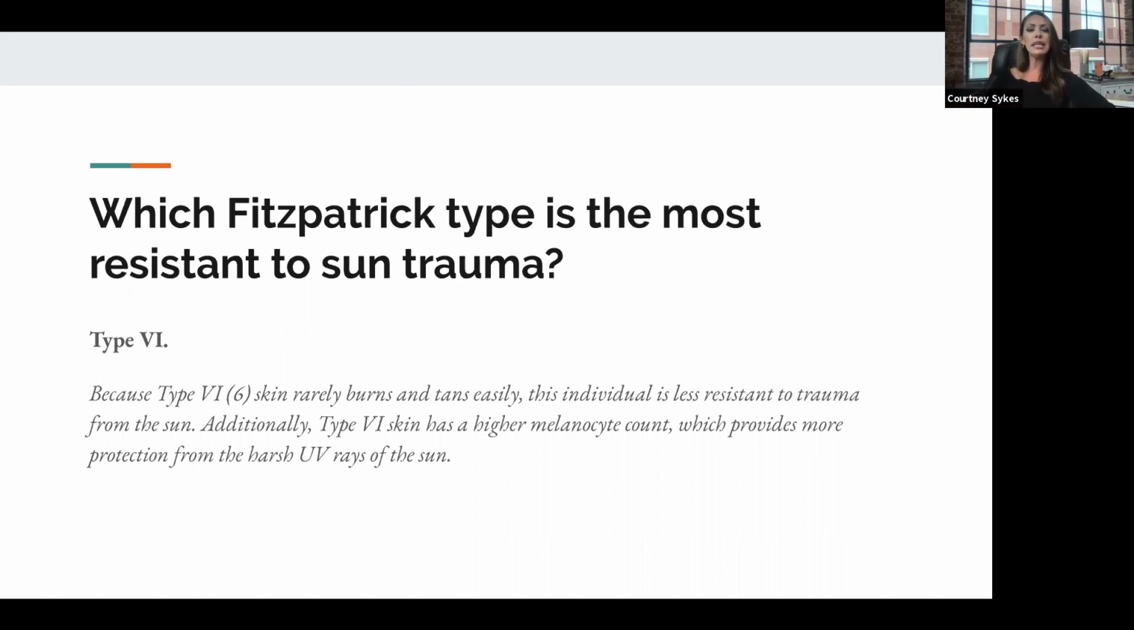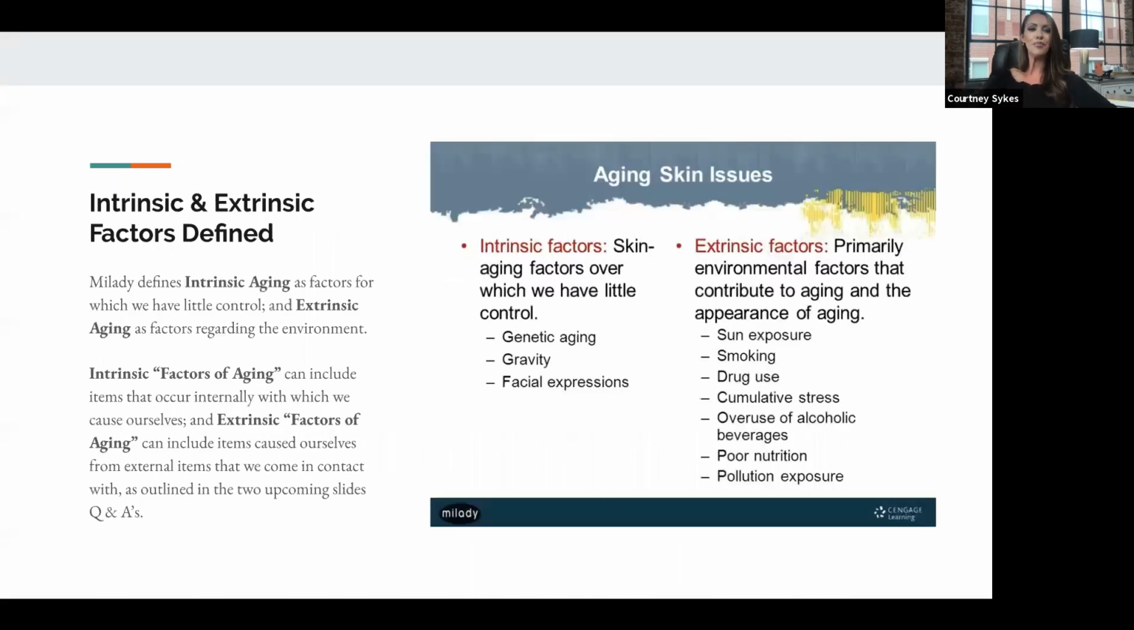So because type 6 skin rarely burns and tans easily, this individual is more resistant to trauma from the sun, which is great. However, right, we still want to wear a sunscreen. Additionally, type 6 skin has a higher melanocyte count, which provides more protection from the harsh UV rays of the sun. 100%, we said that, we're good to go.